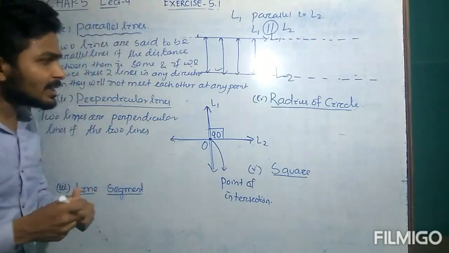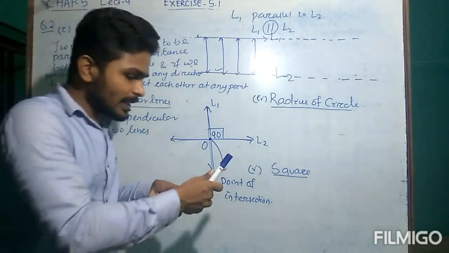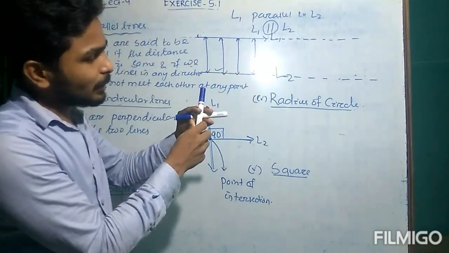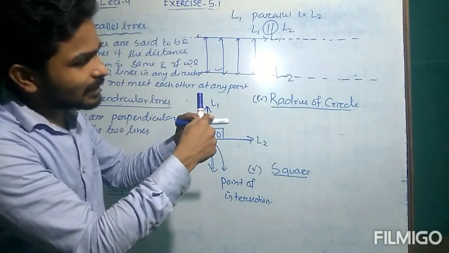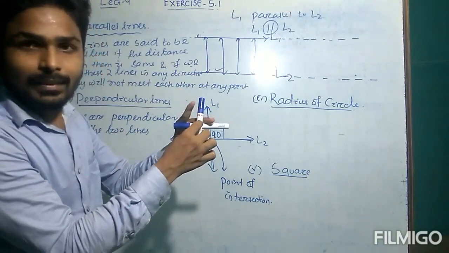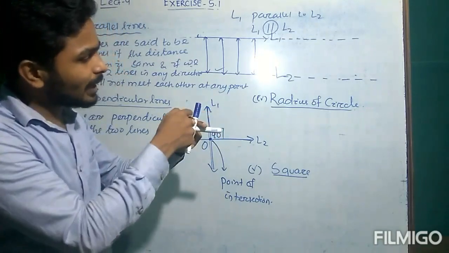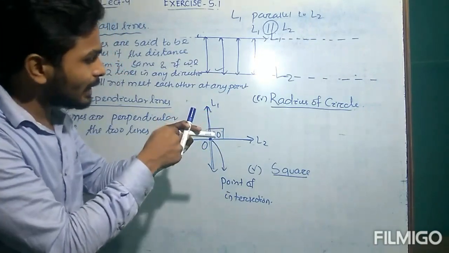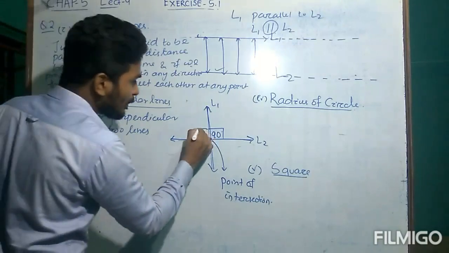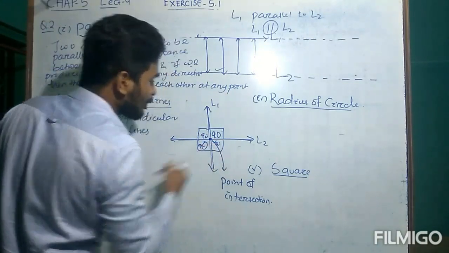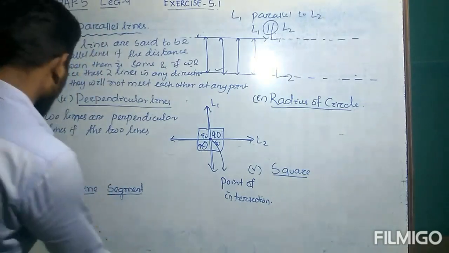Meet means intersect. Suppose this is a line, and this is another line. Now you can see these two lines intersect each other at a point. This point is known as the point of intersection. Now they make how much angle? 90 degrees here, 90 degrees here, 90 degrees everywhere. Then such lines are known as perpendicular lines.